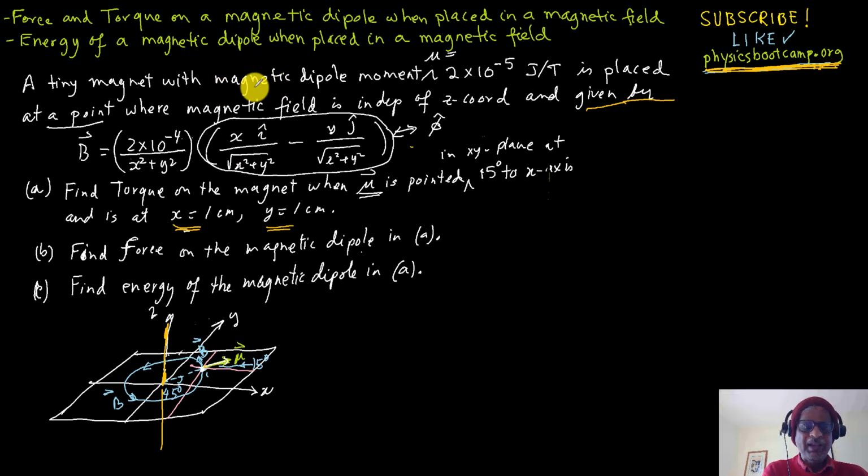And I'm going to place a magnetic dipole of this magnitude at some point here. This is given in the XY plane. This is origin O, and everything is given relative to origin O. The magnetic dipole has a direction which is 15 degrees to the x-axis direction.